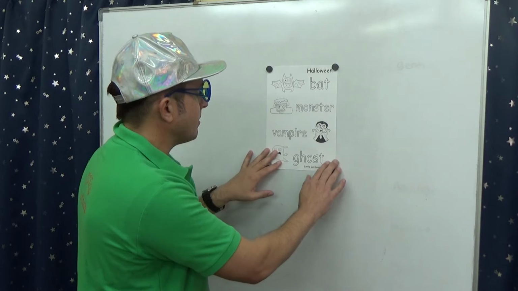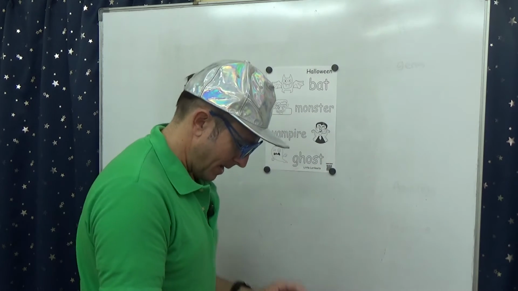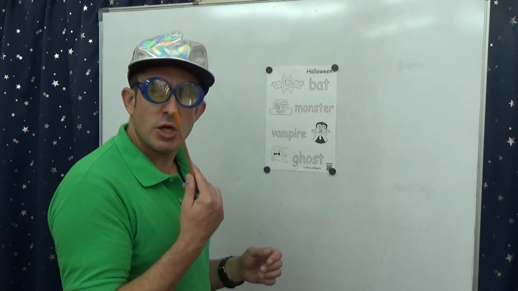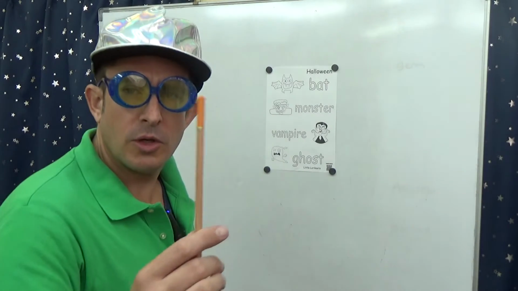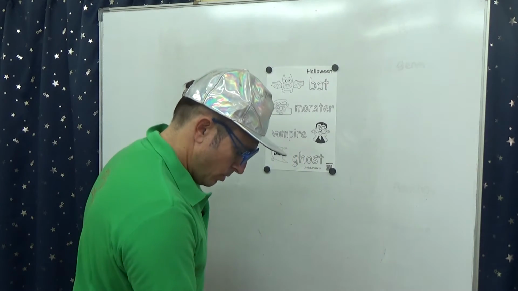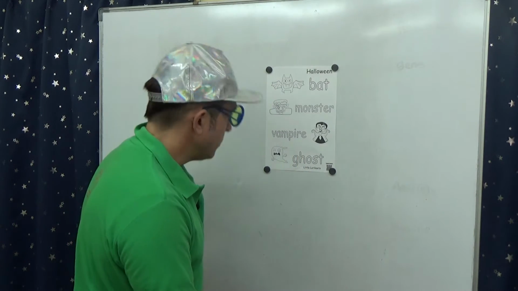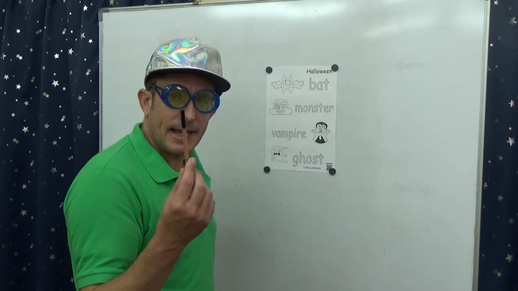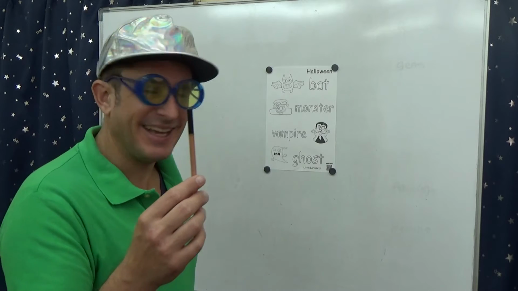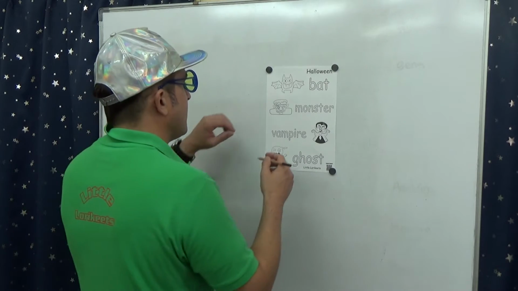So today we're gonna color in the bat. So what color's a bat? Let's see, a bat's an orange color? No, not orange. What do you think? What about black? Black? Yeah, let's do black, hey? Okay, let's color in the bat black.